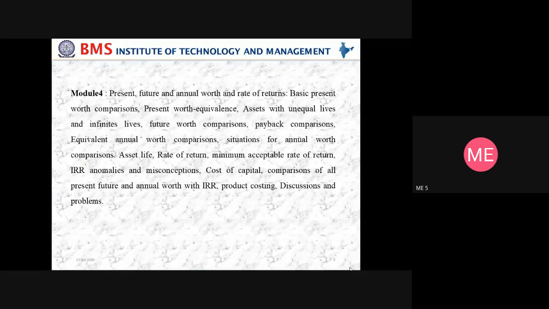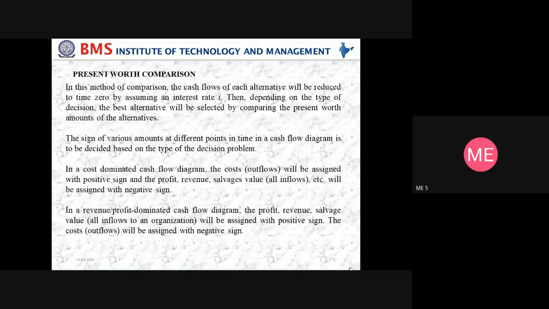Basic present worth comparisons, present worth equivalence and assets with unequal lives and infinite lives, future worth comparisons, payback comparisons, equivalent annual worth comparisons, situations for annual worth comparisons, all this. Basically there are four methods, and all of them are distributed in this module 4 with different concepts: present worth, future worth, annual worth, and rate of returns. Some other things covered are product costing and cost of capital.